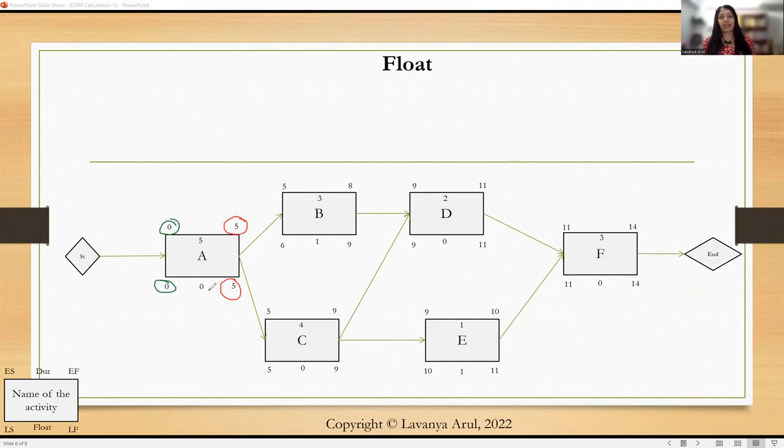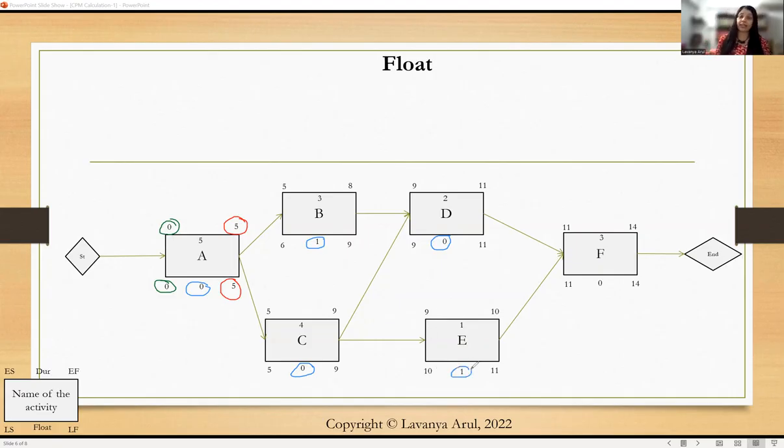So 5 minus 5, let me change the color just to make it more clear. So 5 minus 5 is 0, or 0 minus 0 is 0. Similarly, 9 minus 8 or 6 minus 5, we get 1. 9 minus 9 or 5 minus 5, we get 0. 11 minus 11, 0, or 9 minus 9. 11 minus 10 is 1. You should be getting the same here as well, 10 minus 9, which is 1.